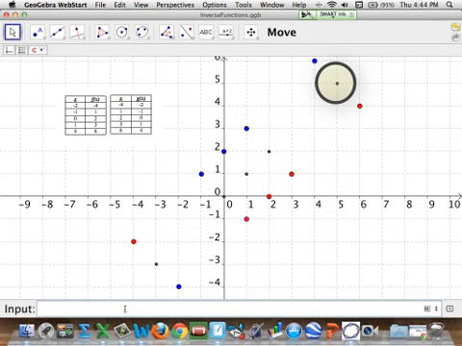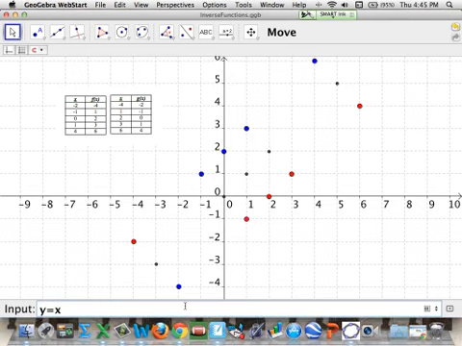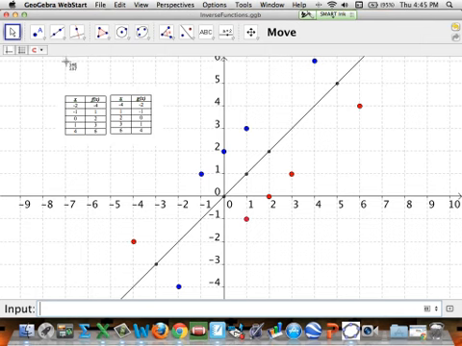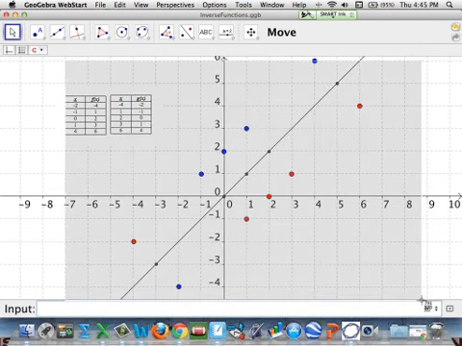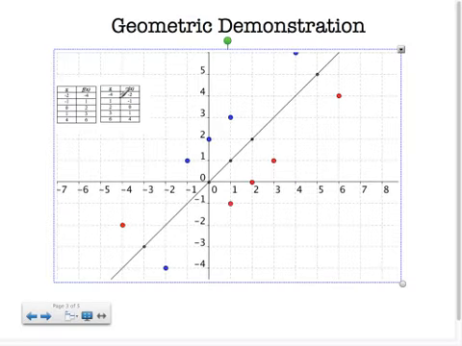Okay, now if I look at that, I have (-3, -3), (0, 0), (1, 1), (2, 2), and (5, 5). So the x and the y values are the same for all those midpoints. Another way of saying that is the midpoints all lie on the line y equals x, which I've just plotted for you. Now I'm going to go ahead and take a screenshot, and then we're going to head back to our document and take a look at something.